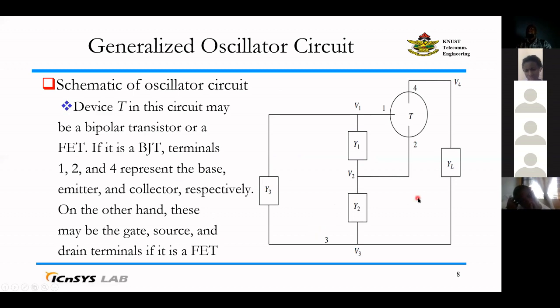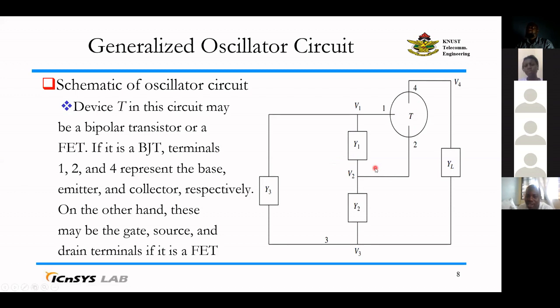Now, a general oscillator will look like this. So you have the resonance circuit, which is the feedback circuit, made up of what? Y1, Y2, and Y3. There are equations that describe the relationship between Y1, Y2, and Y3. We will not go through that derivation, but we'll discuss the result of that derivation. T here will be the active device. So that will be a transistor. So this transistor may either be a BJT or a FET. And of course, YL is the load.